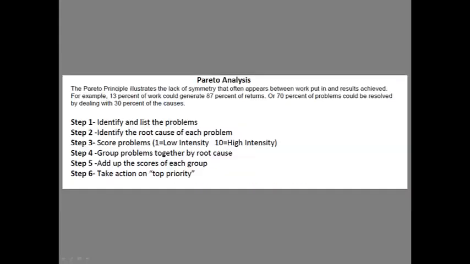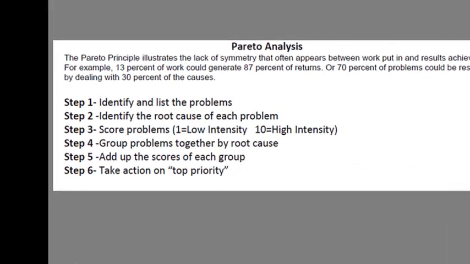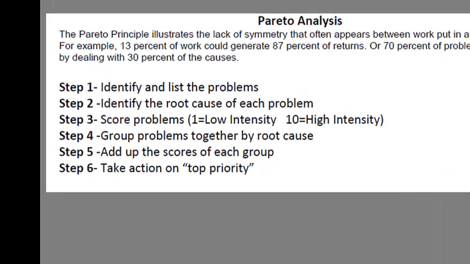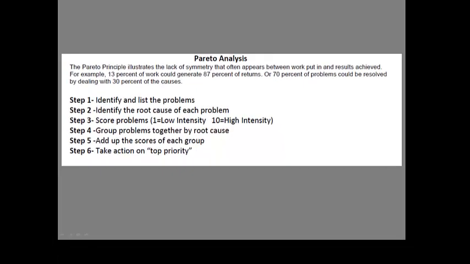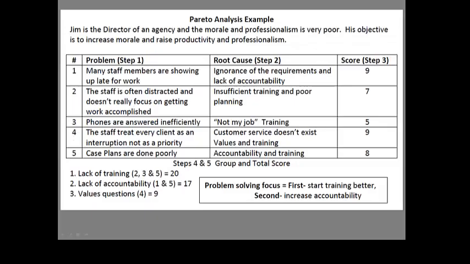It's Pareto analysis, and it comes from the Pareto principle, 80-20. 20% of your problems cause 80% of the issues you deal with, and it works back and forth. And there are 6 steps to it, from identifying and listing the problems to moving to the root cause, scoring them, grouping, adding, taking action. Here's a practice that can help you. But what I would suggest with your staff is that you come up with a real live agency-wide problem that they can identify and tackle.